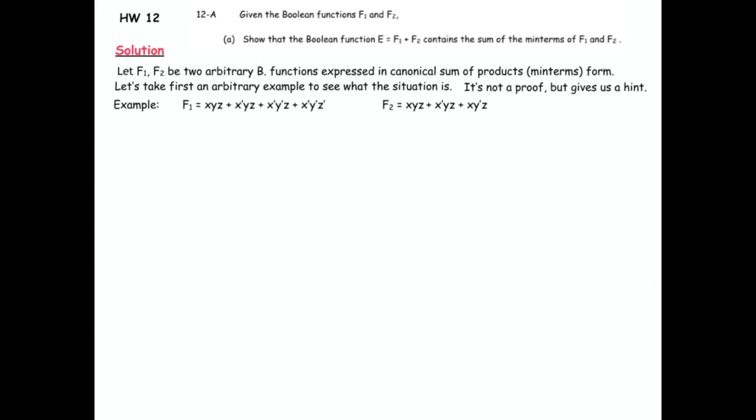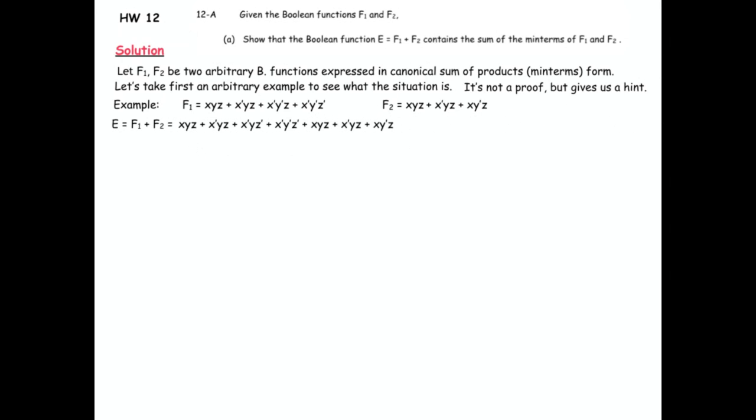So here we have two arbitrary functions, but they're both in canonical standard form. So they're made up as a sum of products. Each one of them is a minterm, right? It's a product of all three literals. Okay. So here we have function e, which is the sum of our functions. And it's going to be essentially just the sum of all minterms, right? So just OR, the first four minterms are going to be from f1 and the last three minterms from f2, and a total of 7 minterms.